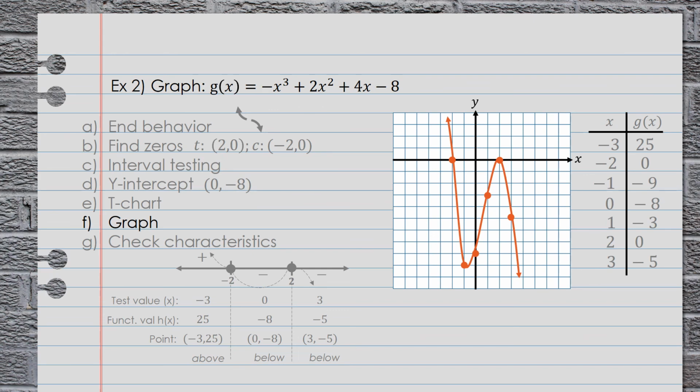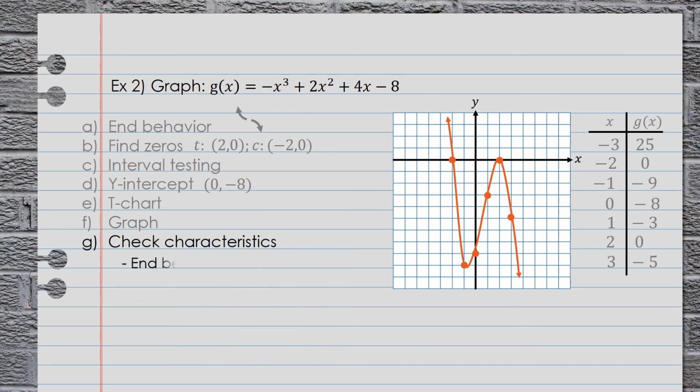So now that we see our graph, we're ready to check the characteristics. First characteristic is check the end behaviors. We said it was going to be going up on the left side and down on the right side. Our graph seems to be doing that as well. Next, we check the multiplicities. We said at the point (2, 0), it was going to be tangent. And notice it does. It hits the x-axis and bounces right back that same direction. We said it was going to cross at the point (-2, 0), and from our graph, it appears it does that as well.